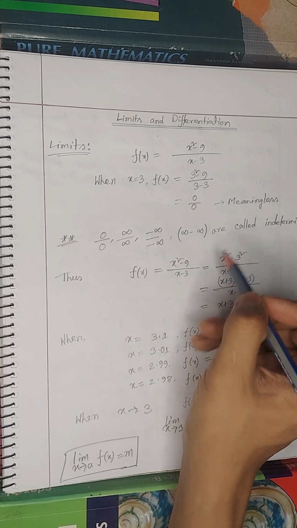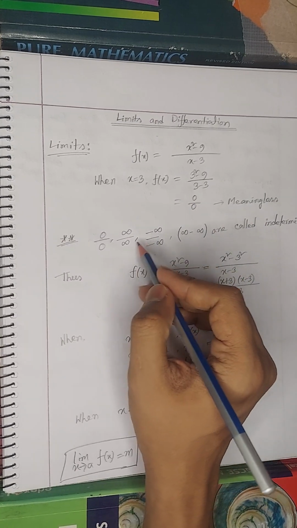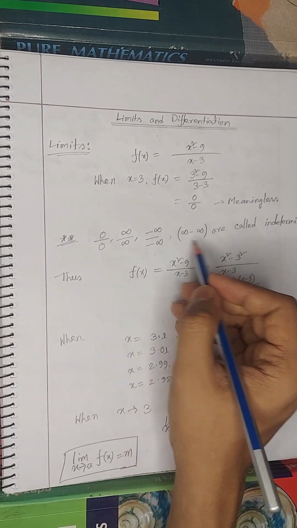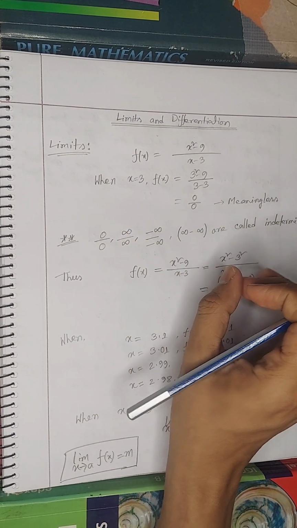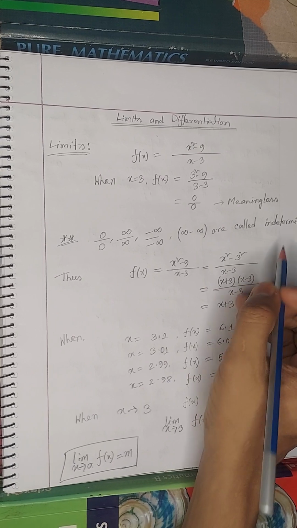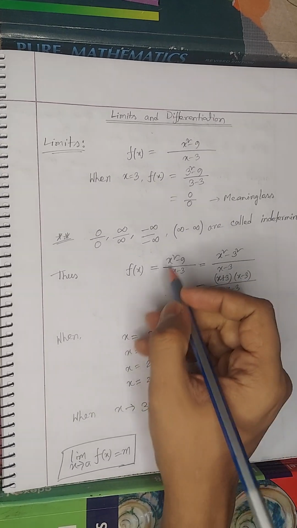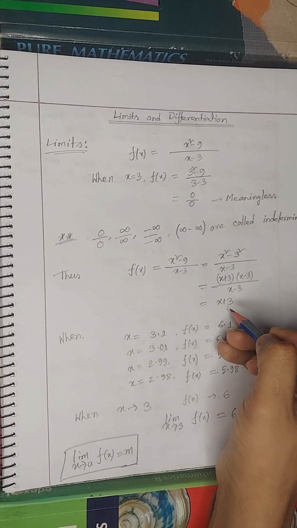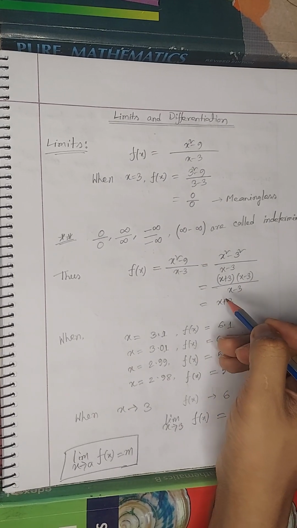0 by 0 is meaningless. There are many meaningless forms, like 0 by 0, infinity by infinity. This type of meaningless fraction is called indeterminate. So for this type of function we can't find the value directly, so we have to use the concept of limit.